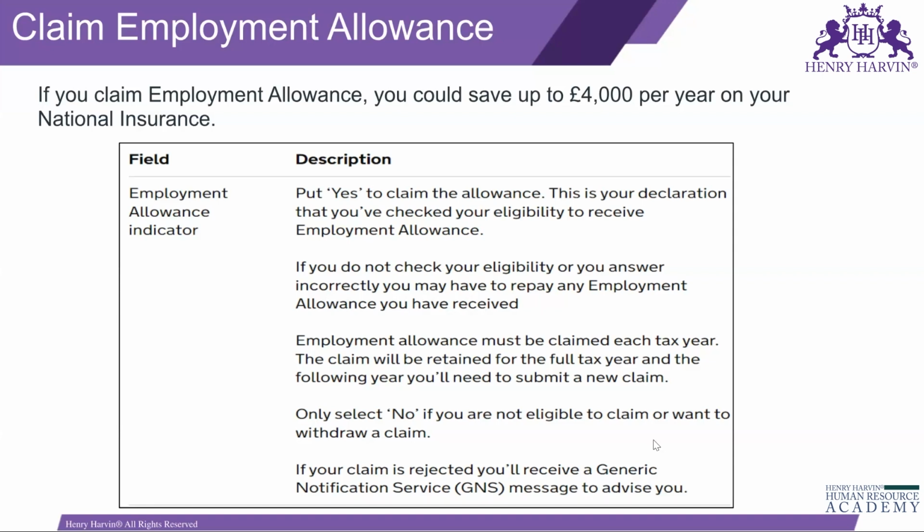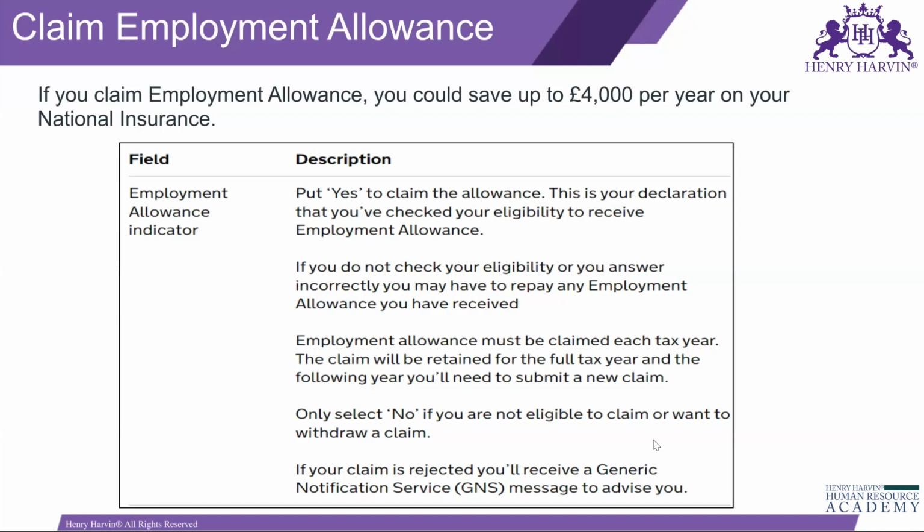Then this is the employment allowance option. Like I explained, this is the discount the company can take for the NIC contributions. So if you can claim employment allowance, you could save up to £5,000. Okay, 4,000 is the old amount per year on your national insurance. So it could be less also, like we have seen earlier. So the amount could be less also.